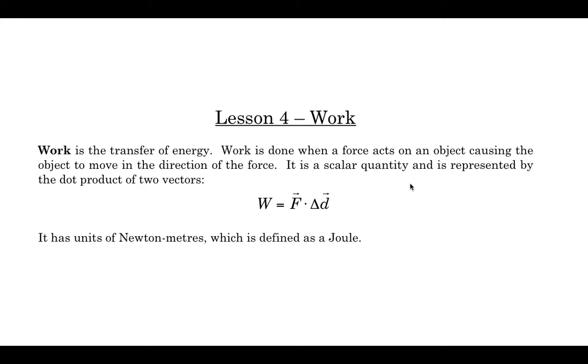Work is a scalar quantity, so it doesn't have a direction, same as energy. Energy doesn't have a direction. This is different from momentum. Work is represented by the dot product of two vectors, so it's force dot displacement. The dot product is one way of multiplying vectors, if you will. The units of work are newton meters, and we call a newton meter a joule. This dot product we'll talk about in a couple minutes.